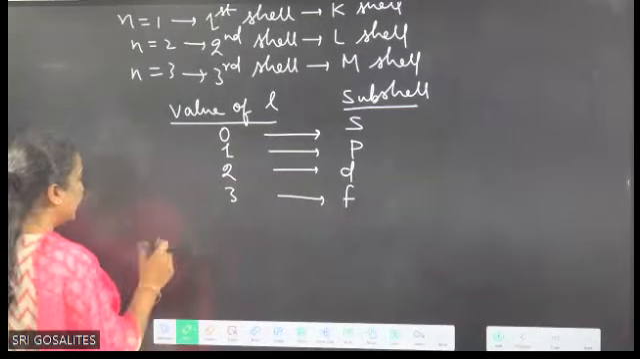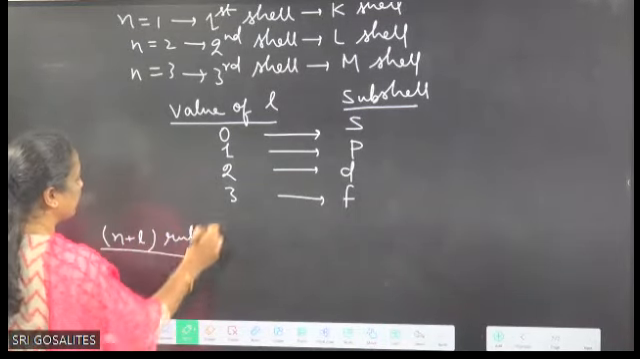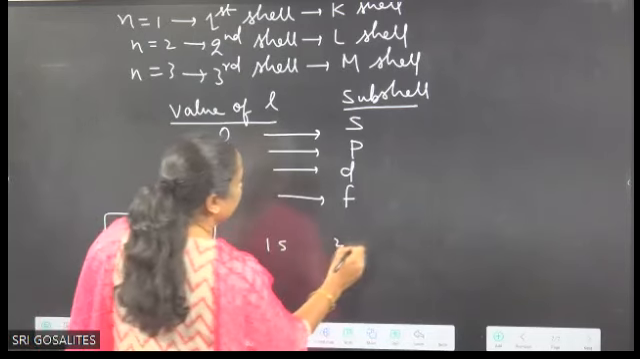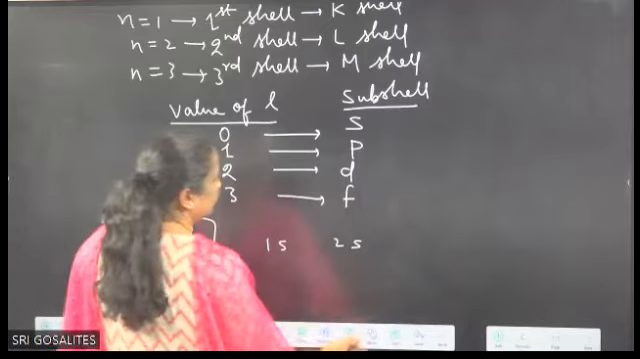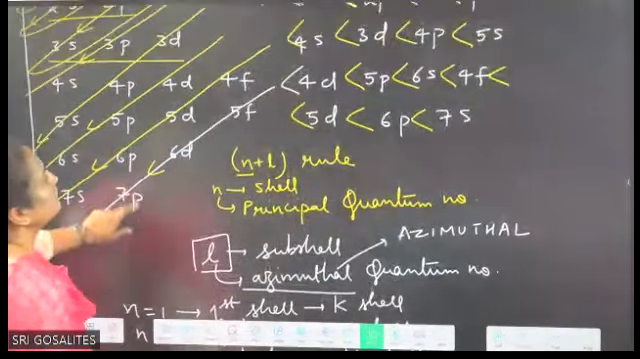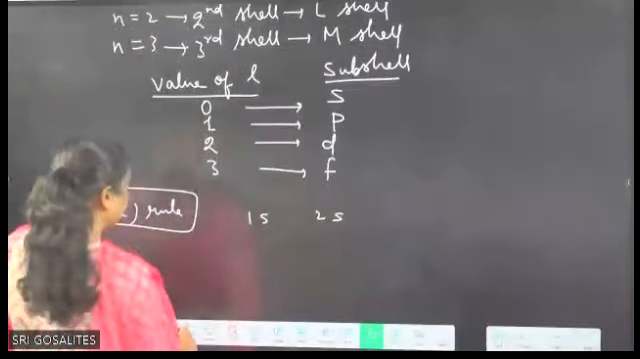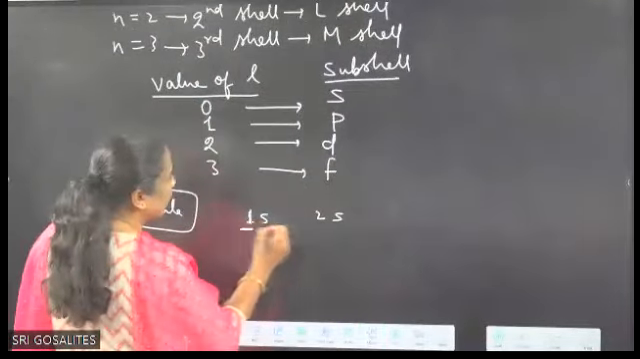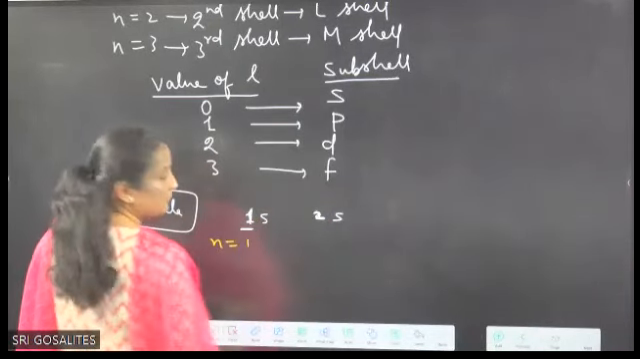Now, let us see how this N plus L rule works. We have written 1s and 2s, and we have also written one more thing here, if you see carefully. I will come back to that. First, you just see this. What is the N value? The number which you are able to see here is the N value. So N will be 1.